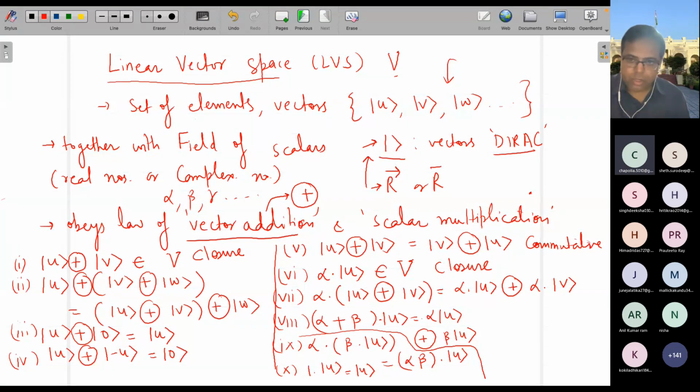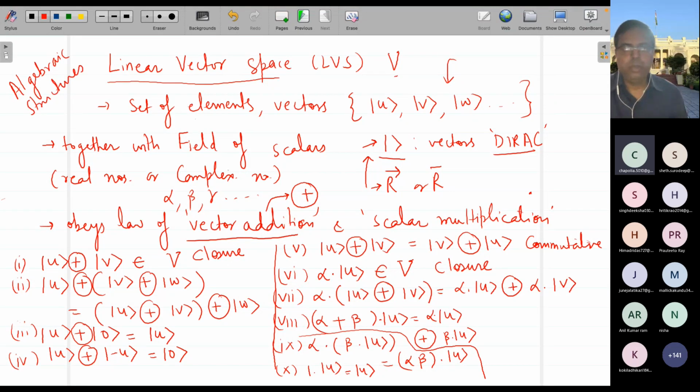So alpha dot u, alpha dot v, beta dot u. Then alpha dot beta times u is alpha beta times u. This is the famous associative property of multiplication. And then there exists the scalar 1, which when multiplied with a vector u gives you the same vector. Now, what do we call this? This is basically called an algebraic structure.